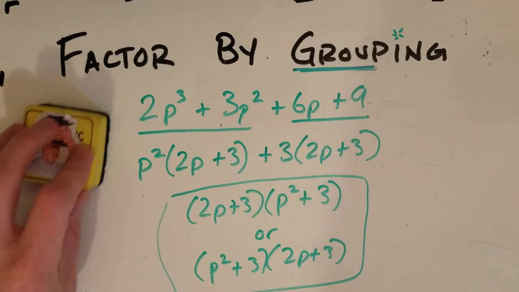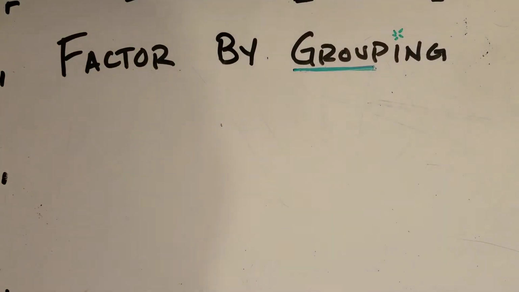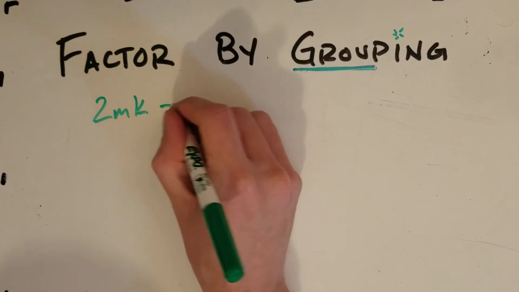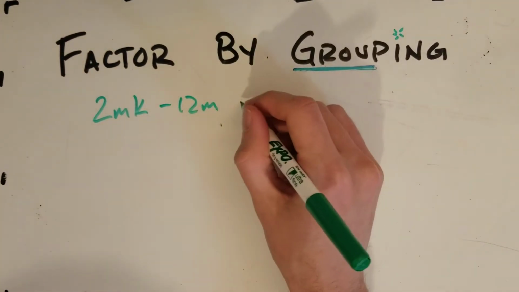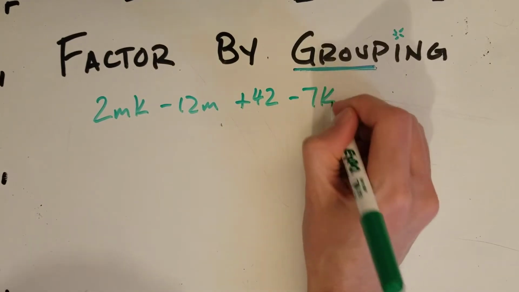I'm going to try one more, and then I'll have some others that you can try on your own and check with me. So our next one, we have 2mk minus 12m plus 42 minus 7k.